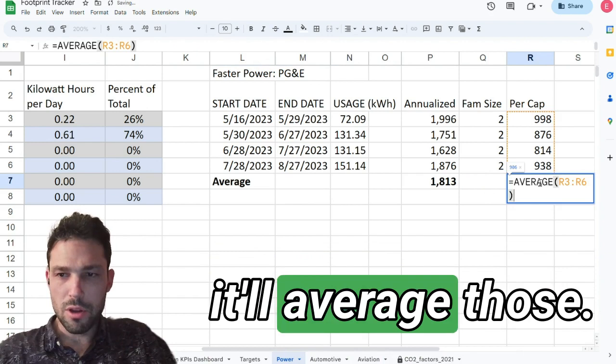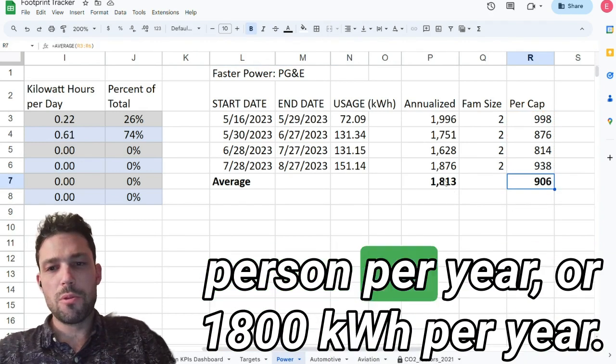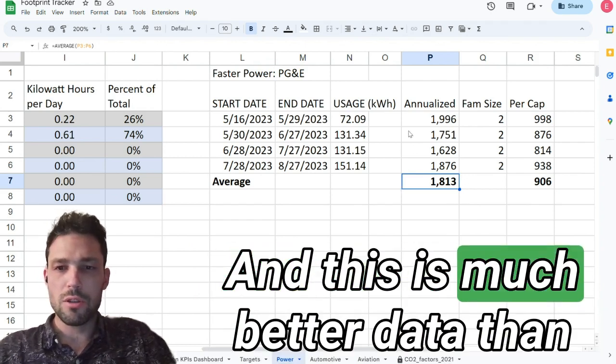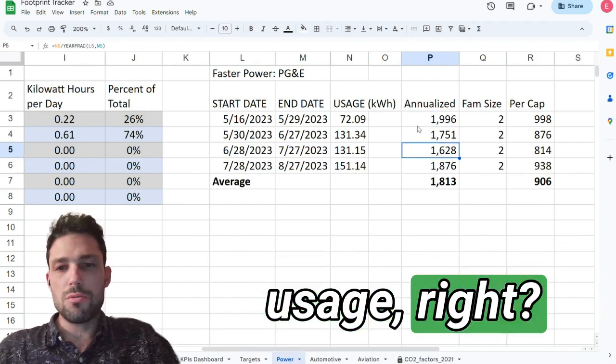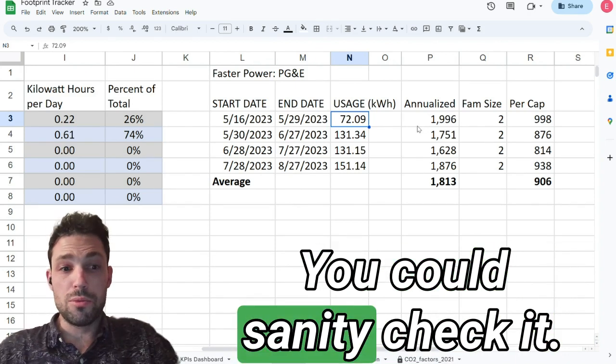Yeah, so really, 906 kilowatt hours per person per year, or 1,800 per year. How does that compare? We'll find out. And this is much better data than just my estimate of how long the lights are on. It's the actual usage, right? This is real data from the people who get paid to count it. You could sanity check it.